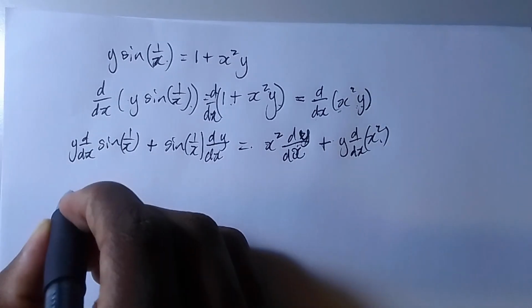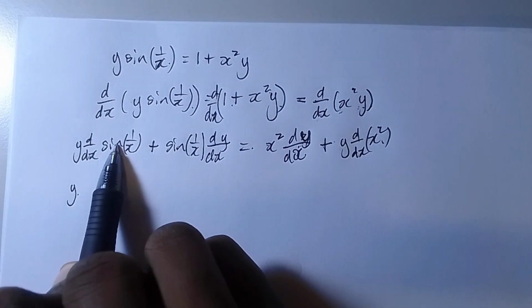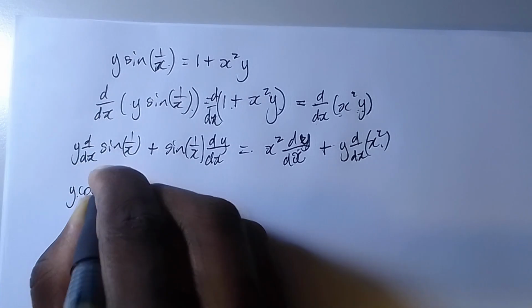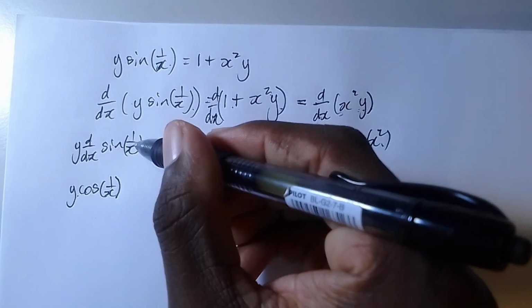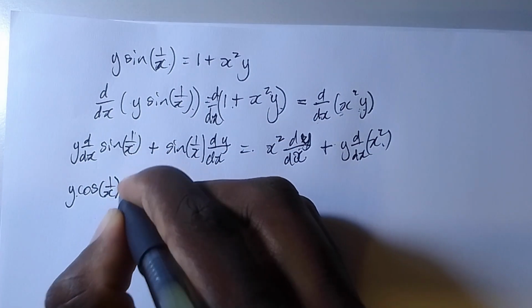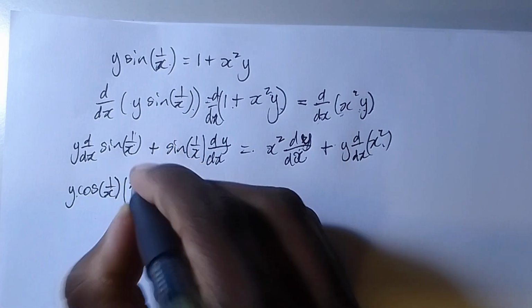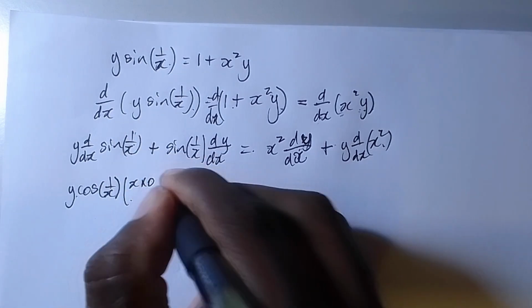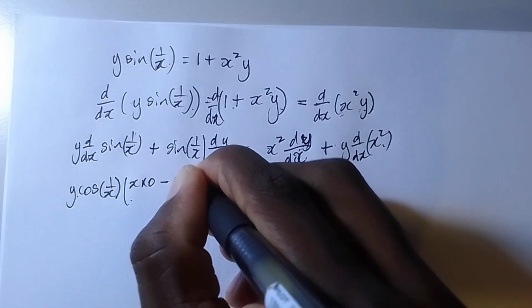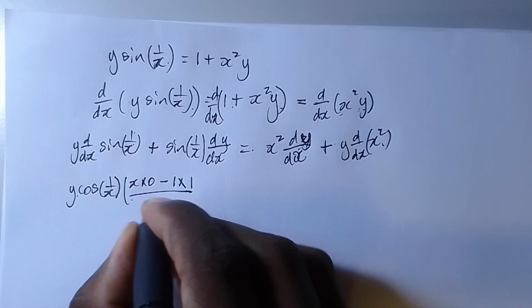Now let's start here. y, the derivative of sine. We know there's an outside function which is a sine, and that the derivative of that is cos 1 over x. We look for the inside function, which is 1 over x. The derivative of that will be found using the quotient rule. We say x times the derivative of 1, which is 0, minus 1 times the derivative of x, which is 1, divided by x squared.